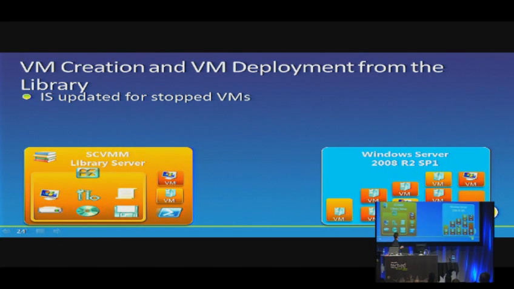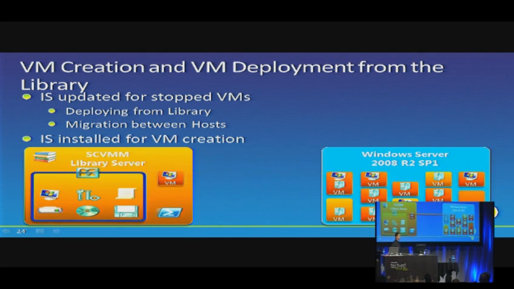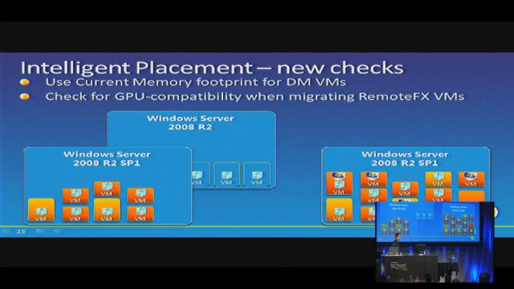Our library is also set up to support it for the integration services and everything. I can update the integration services for stopped VMs. I can also, in the library, deploy VMs, and when I deploy a VM, if the VM was created with SP1, I can deploy it to a system. If the system has SP1, then I can give it dynamic memory. If it doesn't, then I would give it just the standard static memory assigned to it. The same goes for VM creation and the integration components.